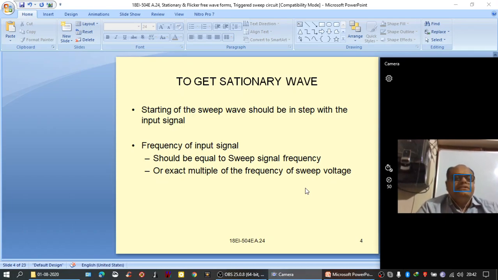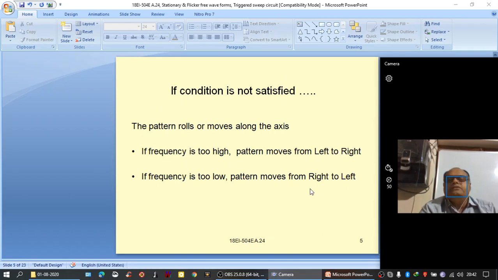So what are the two conditions? The first condition is both horizontal and vertical input signals should be applied simultaneously. And the second condition is the input signal frequency should be either equal to the sweep signal frequency or an exact multiple of the sweep signal frequency.